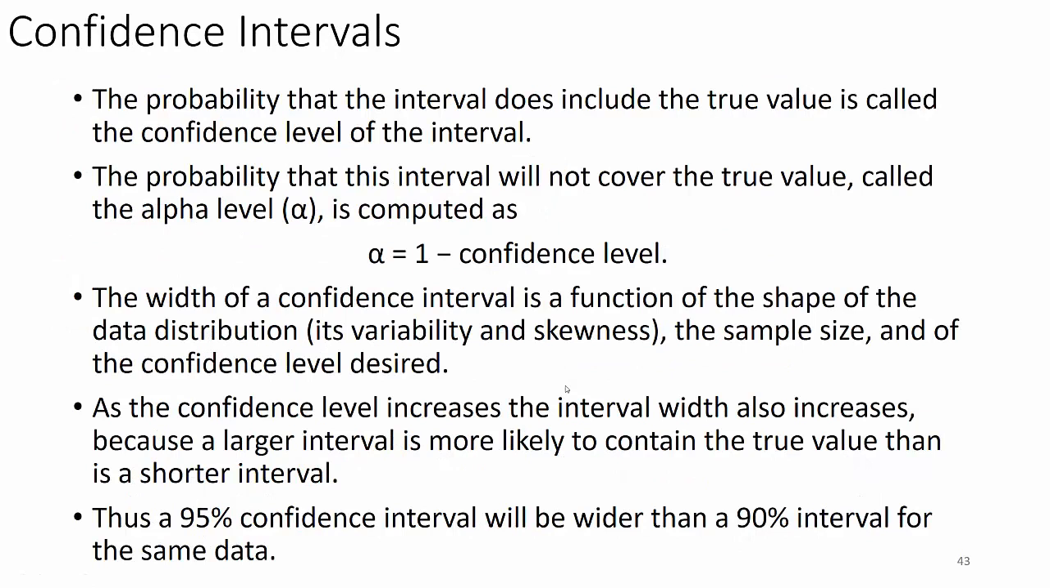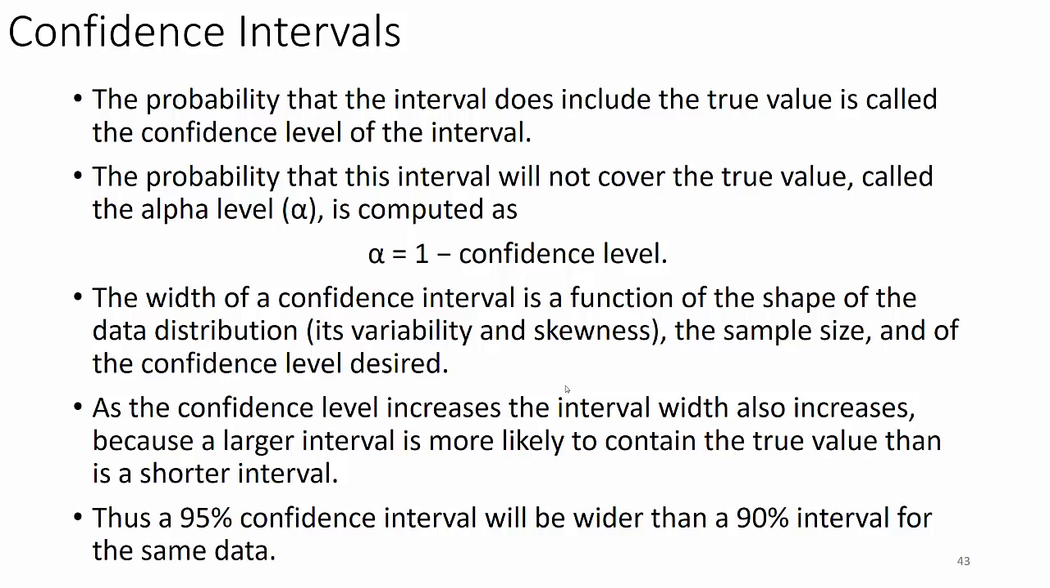Confidence intervals are the probability that the interval does include the true value. The probability that the interval will not cover the true value is the alpha level, computed as 1 minus the confidence level. So if you want to be 90% confident, you would use an alpha of 0.1, or 1 minus 0.9.